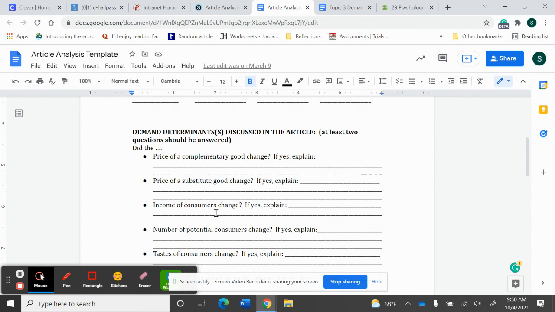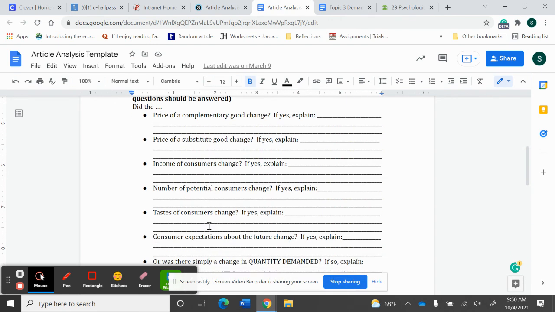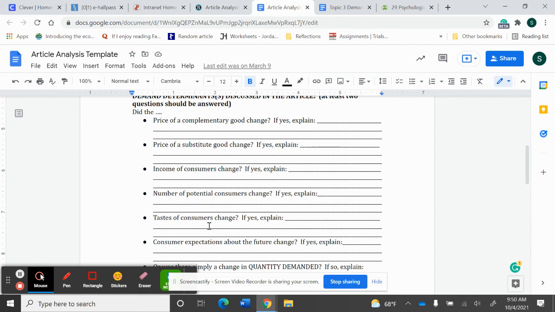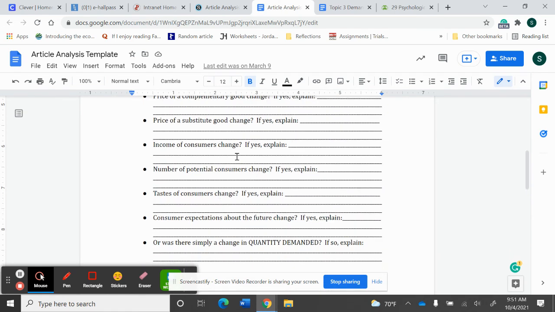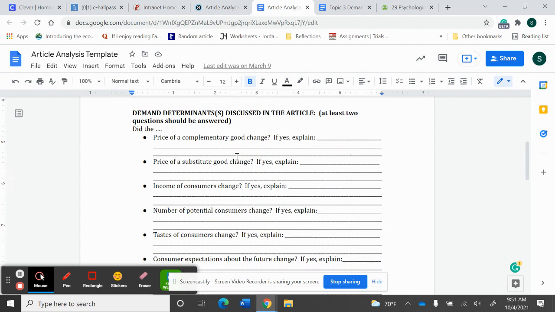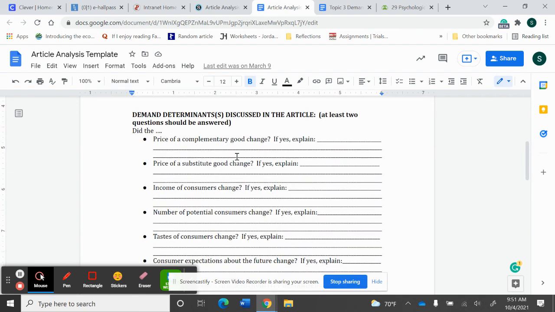Complementary, substitute, consumer, potential customers change. They're all there. Now, in your article, they may not all exist. So maybe only two of those do. So then you just write about those two. Maybe only one does. Then you write about that one. You're not going into depth in every single one of them. You're just going in depth in the ones that exist in your article. If they do not exist in your article, guess what? Move on, find a different article.